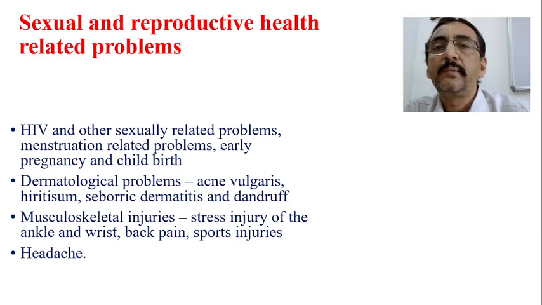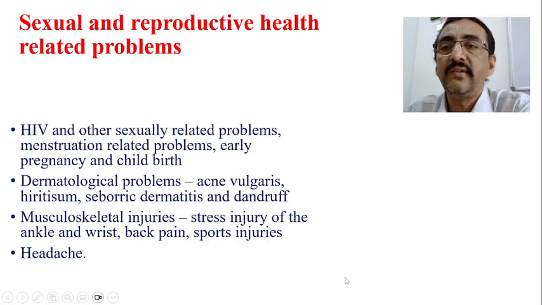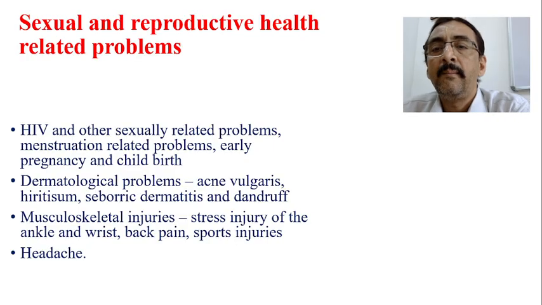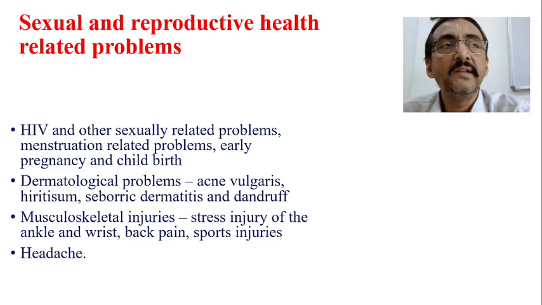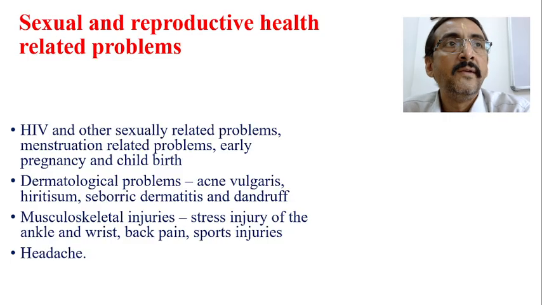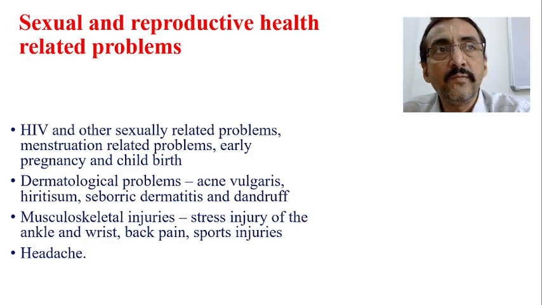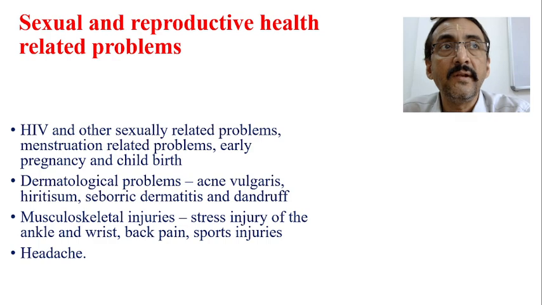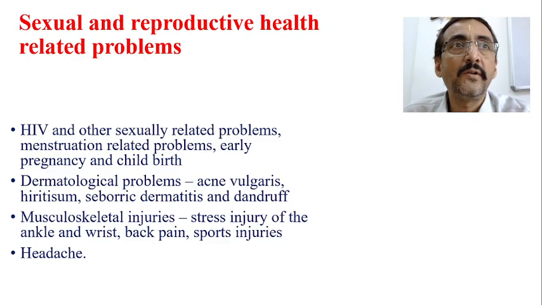Now, sexual and reproductive health problems, especially, one is HIV and other sexually related problems, menstruation related problems, and early pregnancy and childbirth. So these we can categorize. See, sexually related problems in males are not much significant except HIV and other sexual related problems. But in female adolescents there will be so many physiological changes taking place. So menstruation related problems: there will be scanty bleeding, sometimes excessive bleeding, and the pain and discomfort related to that. That may create a lot of problems in the adolescent girl.